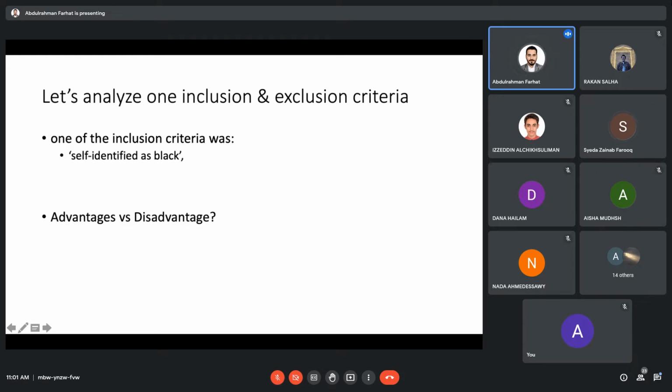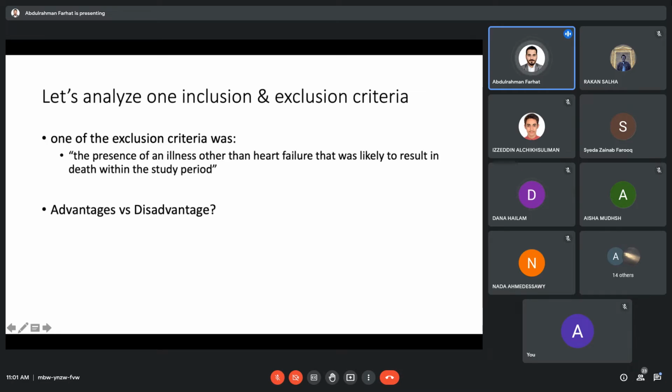Or what we call also external validity. So we have internal validity and external validity. External validity sometimes is lower if you use too many inclusion and exclusion criteria. Okay, so thank you, Sayyidah Zainab.